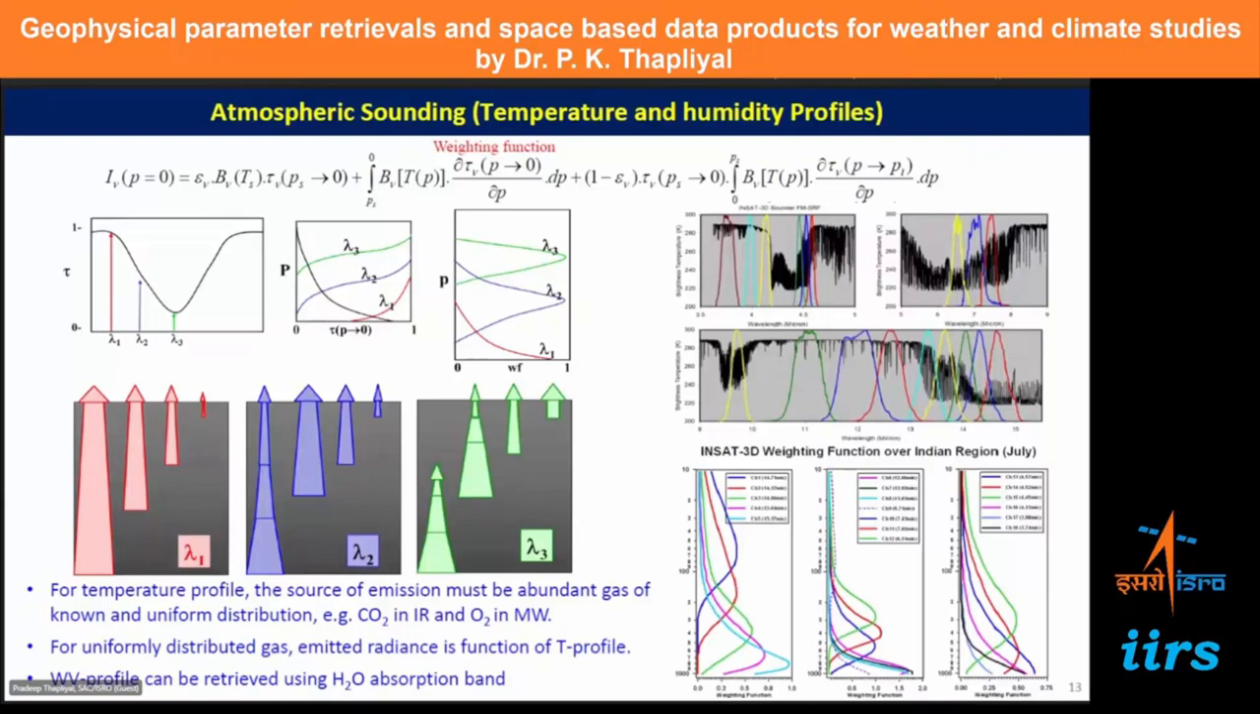But water vapor, ozone, and other trace gases, because their amount in the atmosphere is changing drastically, you cannot use those observations for temperature retrieval, but you can make use of those channels for getting information about various gases in the atmosphere. That is water vapor, CO2, CO, methane, and so on.